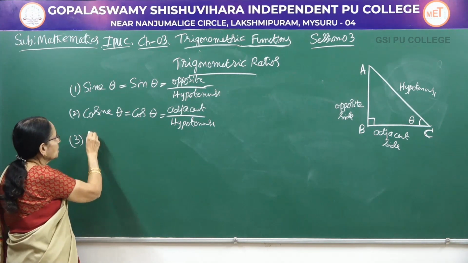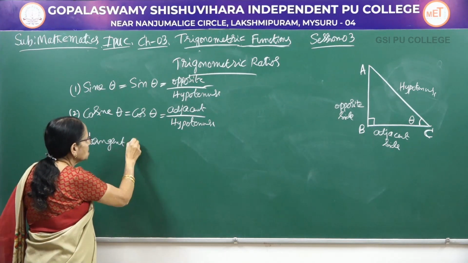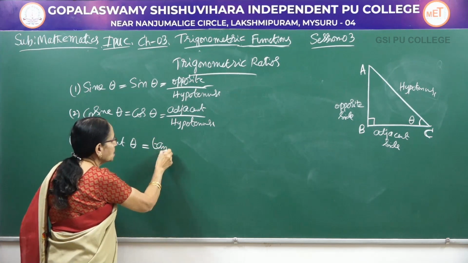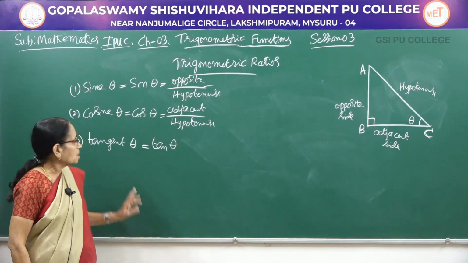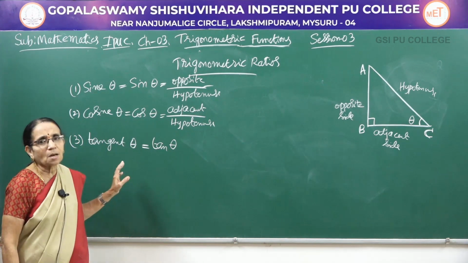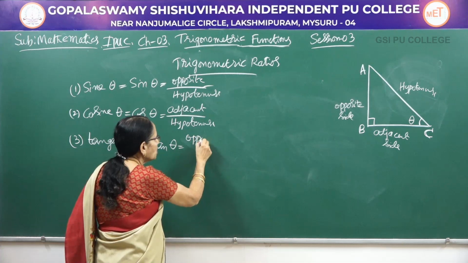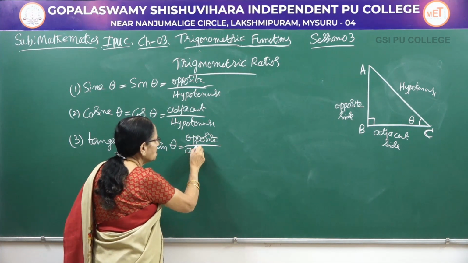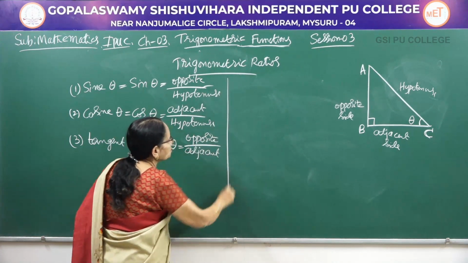Now, come to the third one, tangent. Tangent of theta. The procedure is we take 3 alphabets, so we write it as tan theta. The word is actually tangent of theta. And how do you define this one? It is the opposite side divided by the adjacent side. The opposite over the adjacent side.